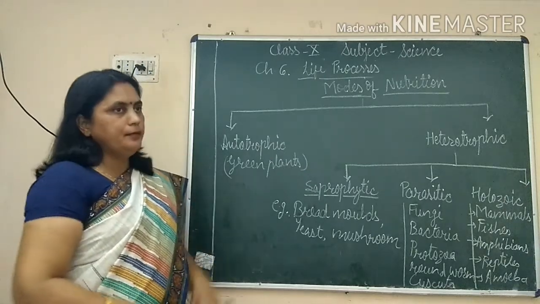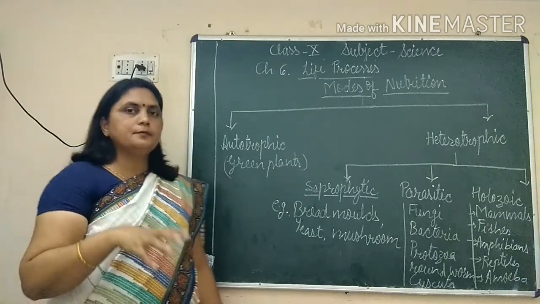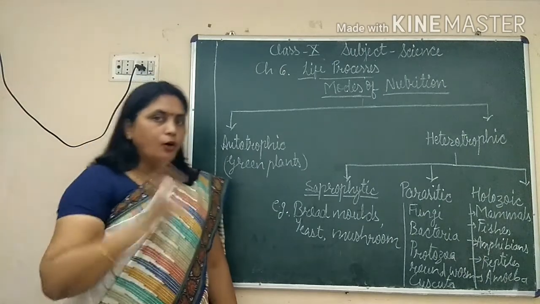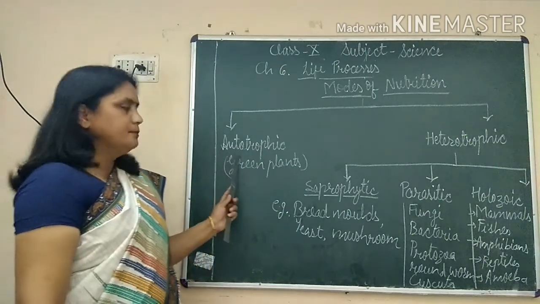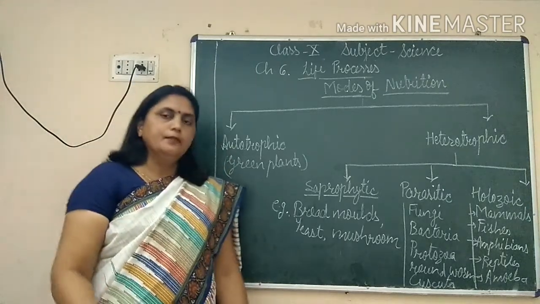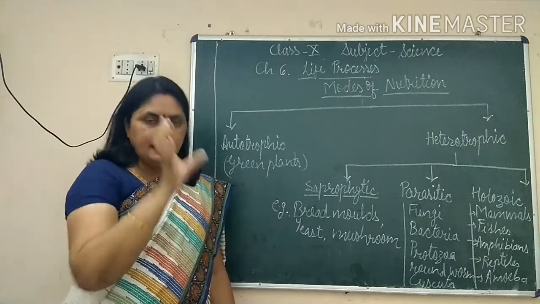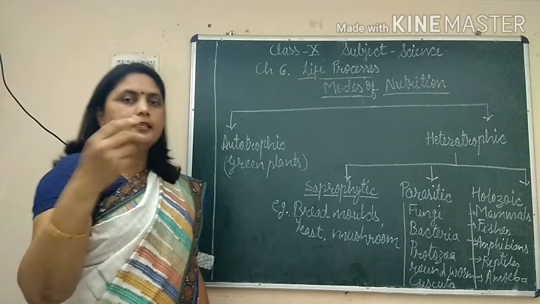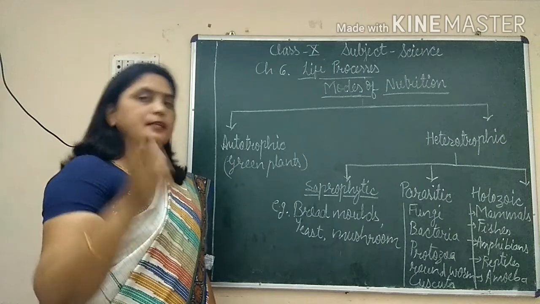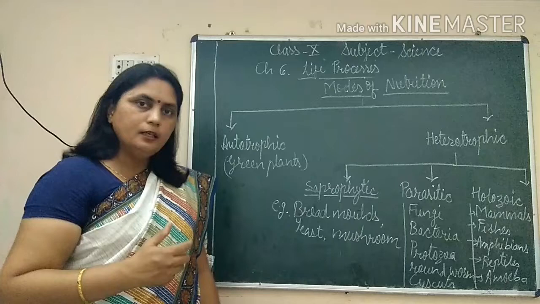See children, you must remember one thing, that the food which is taken in or utilized by us is in the form of organic substances. All the organisms except autotrophs take their food in the form of organic substances. And organic substances are those which have carbon and hydrogen essentially, along with oxygen, nitrogen and other substances, but carbon and hydrogen must be present together in the same compound. Then it is called an organic compound.